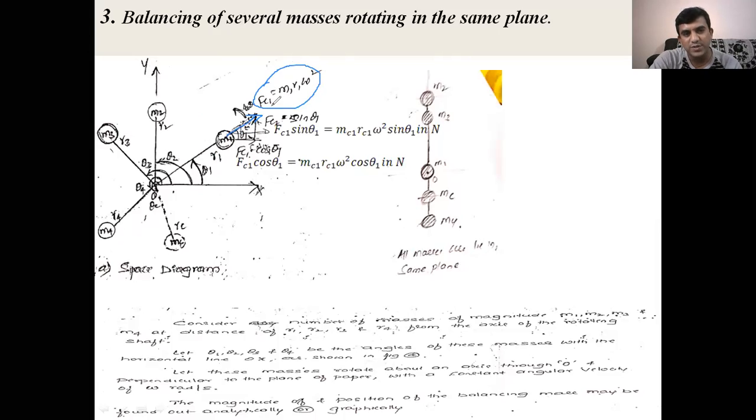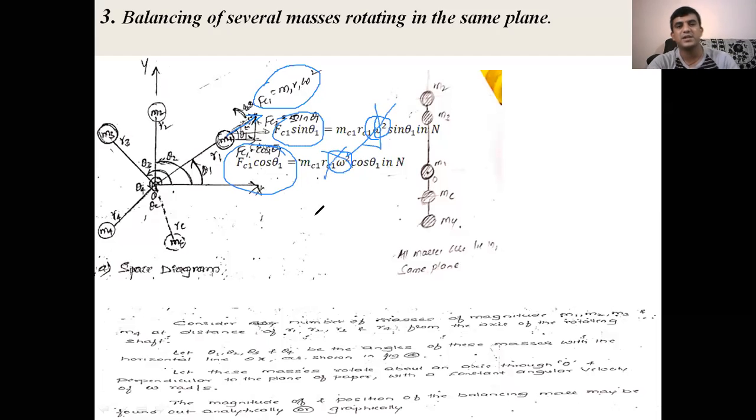Now resolve that centrifugal force into two components. For the horizontal component we get Fc1 cos theta, and for the vertical component we get Fc1 sin theta 1. As you know, Fc1 is nothing but m1 r1 omega square. We will not consider omega in the calculation, because finally, when you take the left hand side, the omega square will get cancelled.